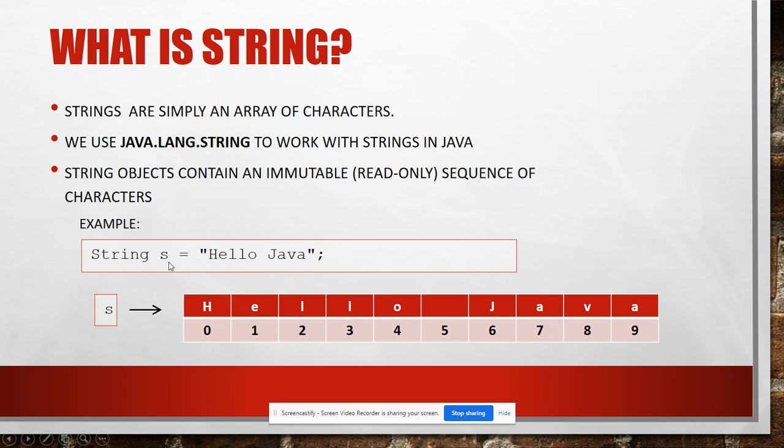And this is the example. Like a string, we have created this object s, String s, with the value of Hello Java. It comes in double quotation, inside double quotation, and below is the representation of a string object. These are the characters and the indexes. It starts from zero index and onwards.